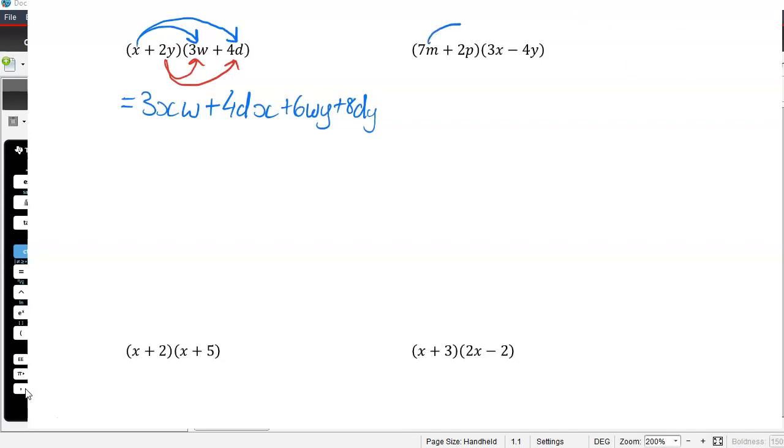So 7m times by 3x. So 7 times 3 is 21. M times x is mx. 7m times by negative 4y. So 7 times by negative 4 is negative 28. M times y is my.